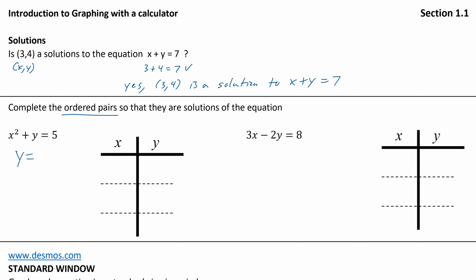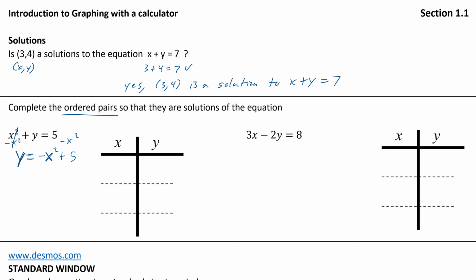If we solve for y, we're going to subtract x squared, and we get y equals minus x squared plus 5. Subtracting x squared from both sides, we get this equation. The reason we want this in this form, and this is not always the case that you can do this, but if you can, you do. What we're looking for now are our solutions.